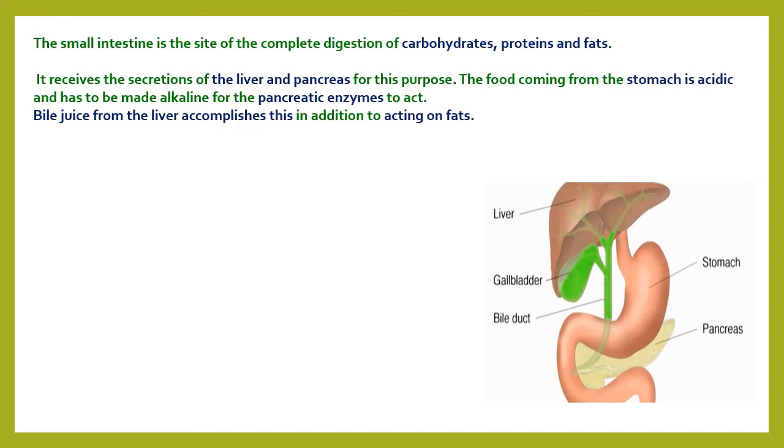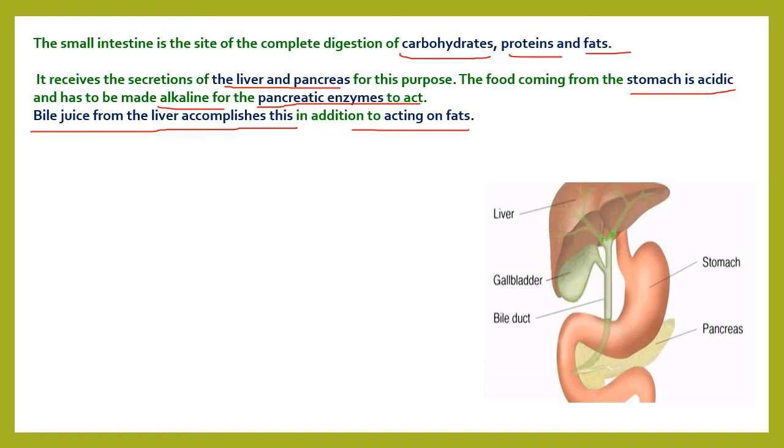Now the small intestine is the site of complete digestion of carbohydrates, proteins और fats, यहाँ पर complete digest हो जाएंगे. That receives the secretion of the liver and pancreas for this purpose. The food coming from the stomach is acidic. क्यों? क्योंकि वहां पर उसमें HCl मिल गया था. And has to be made alkaline for the pancreatic enzymes to act. Bile juice from the liver accomplishes this in addition to acting on fats.